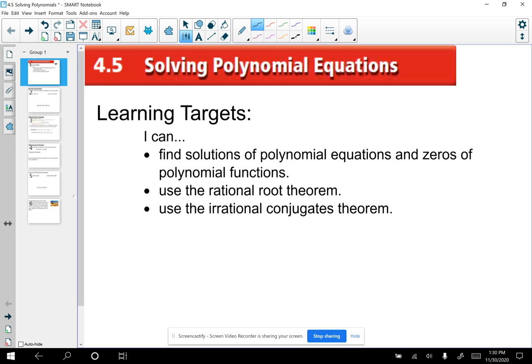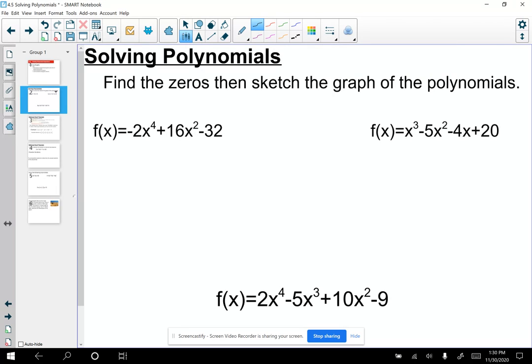Today's lesson is Chapter 4, Section 5, Solving Polynomial Equations. After this lesson, you should be able to find the solutions of polynomial equations and the zeros and use the rational root theorem. So to get started, we're going to just kind of build on a familiar concept.